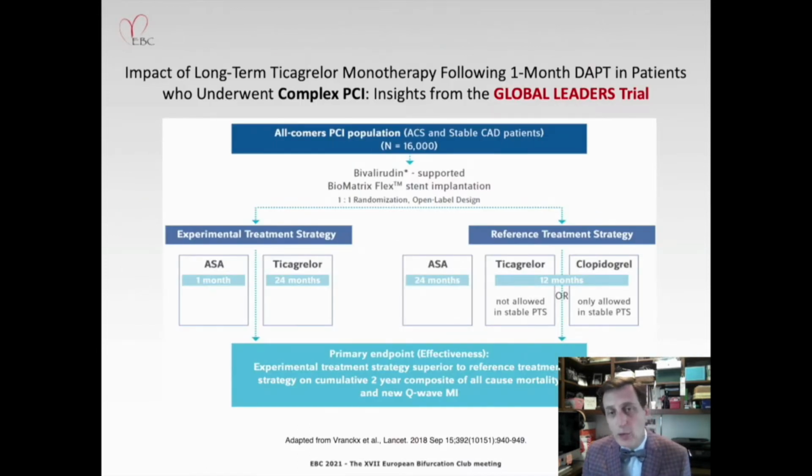When we go now to Global Leaders, there are some similarities in these 2 studies. Global Leaders was much bigger. They were all the way out to 24 months. In the experimental strategy, they only used 1 month of aspirin followed by nothing. It was an open label study. In the reference treatment, according to the risk profile of the patient, either ticagrelor or clopidogrel for 12 months and definitely aspirin for 24 months. This was in general Global Leaders.